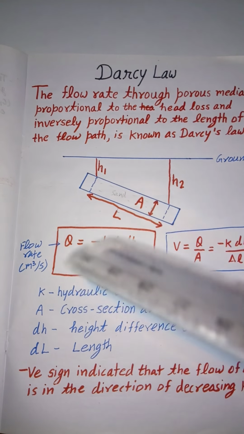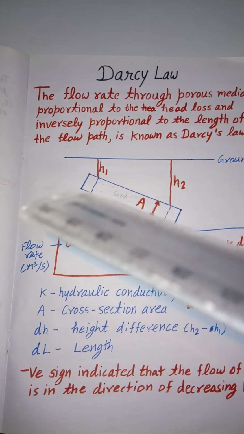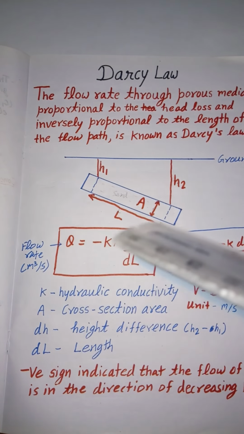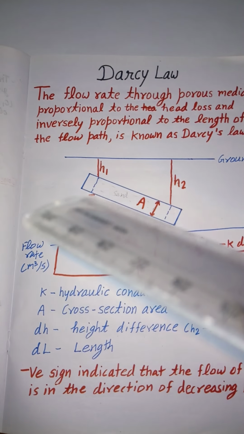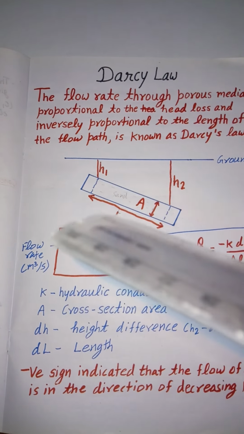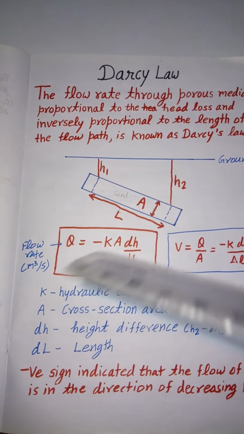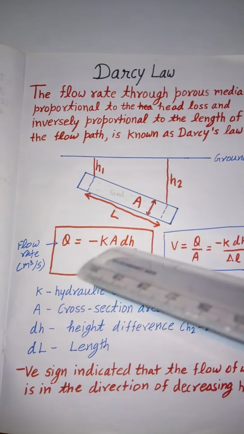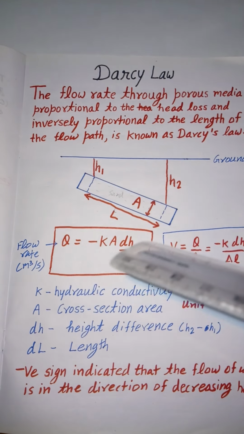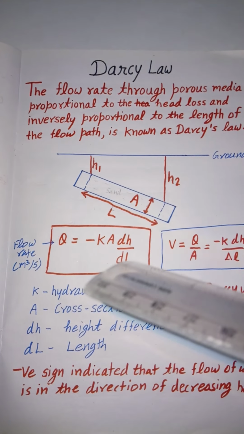and at the same time he found that flow rate is inversely proportional to length. Meaning if he took a long pipe, then the flow rate decreased, and if he took a shorter pipe, then the flow rate increased. So what he concluded is that the flow rate is directly proportional to the head difference and inversely proportional to the length of the pipe.